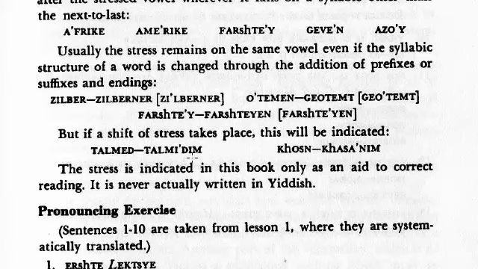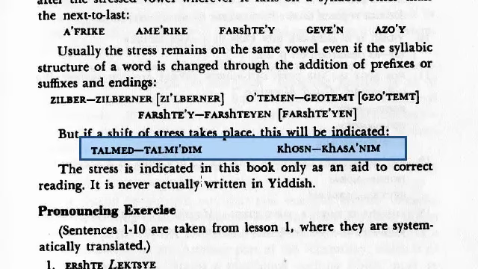Talmud, Talmidim, Chosen, Chasanim. Note that these words are of Hebraic origin, and perhaps this is something to keep in mind, that in words of Hebraic origin the stress does shift. In words of Germanic and Slavic origin, perhaps it doesn't shift. So keep in mind that whenever there is a stress indicated in the book, it's an exception to the rule. The rule is it's the second syllable from the last.